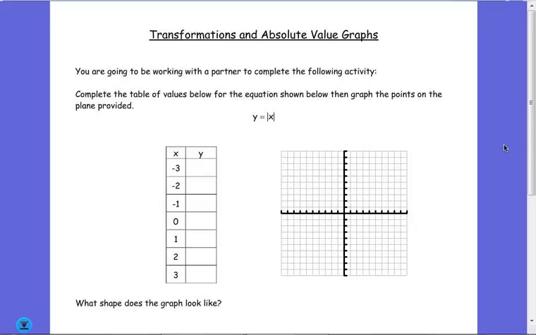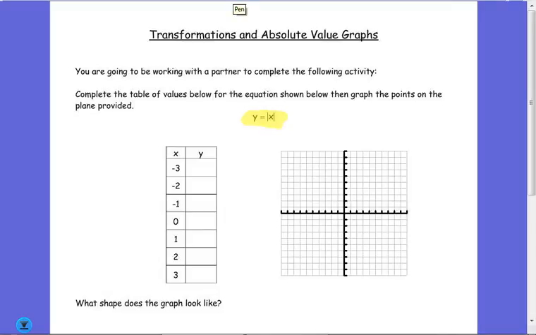Today we are going to be using the graphing calculator to do some investigating into absolute value graphs. But before we start using the graphing calculator, we want to make sure that we know exactly what the original, most basic equation looks like. So as it says here, we are going to complete the table below for the equation y equals the absolute value of x.